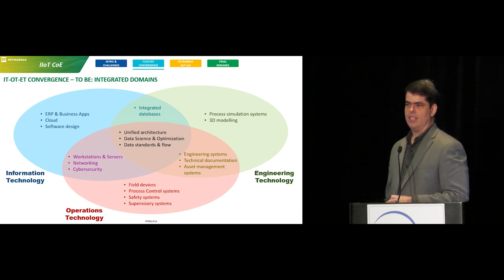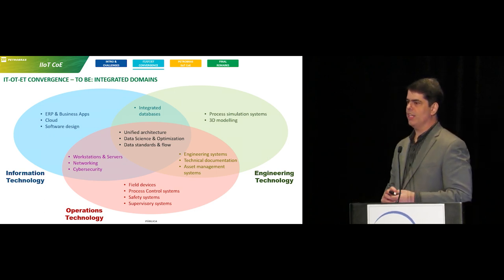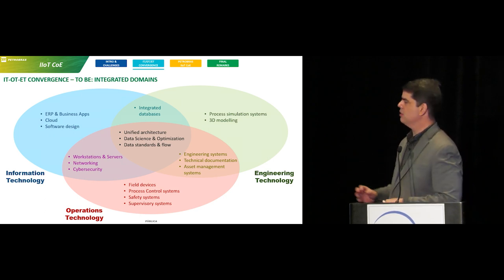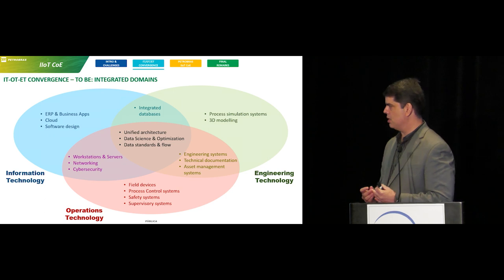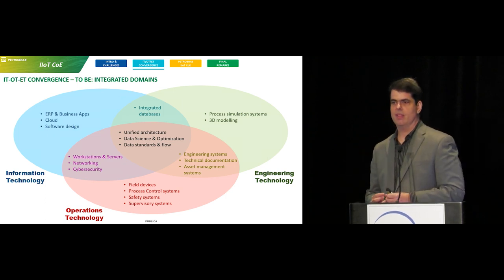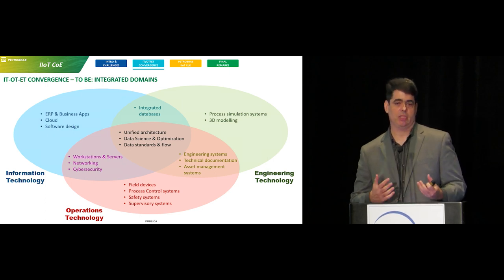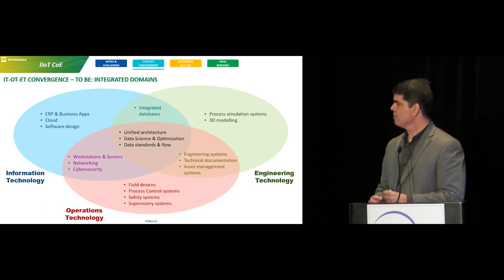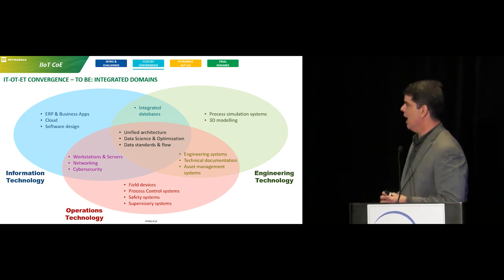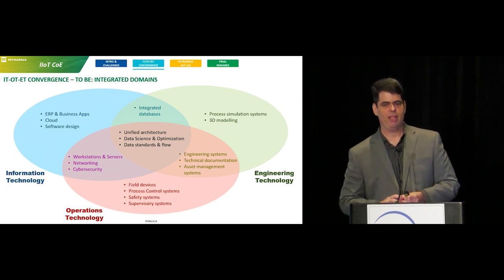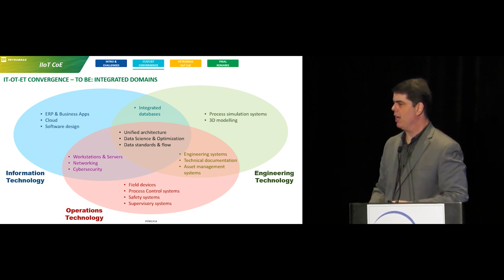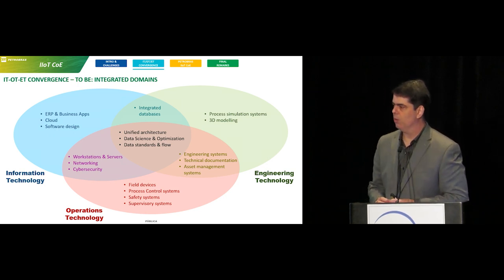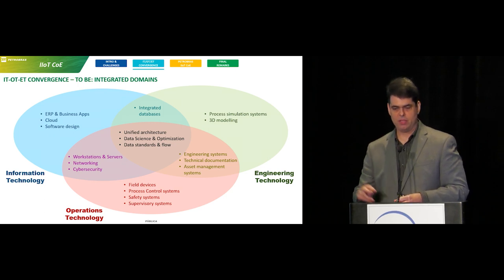And finally, in the intersection of these three sets, we have a purpose of a unified architecture covering OT, IT, and ET, data science and optimization. The data scientists are more in IT, but they must know about OT, otherwise it's useless. You can't optimize what you don't know. And the data standards and data flow. That's why it's important to have an OPAS, for example, focusing on OT, and it's important to have an open digital twin standard that I hope we are starting at this conference, the first seed of the standard.